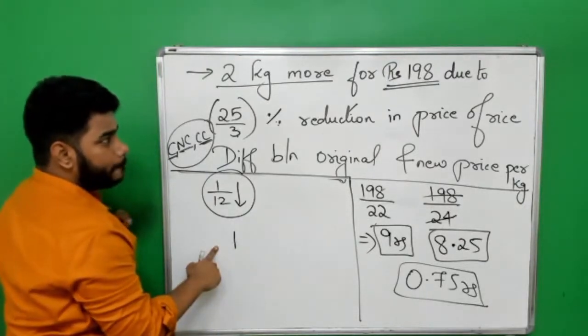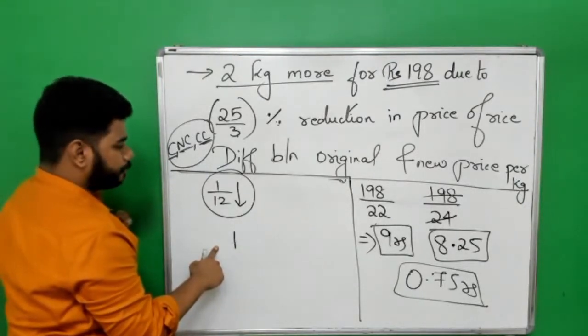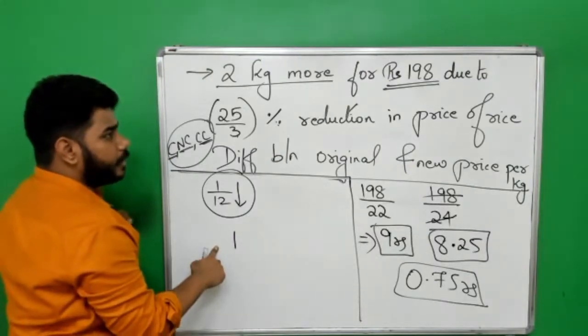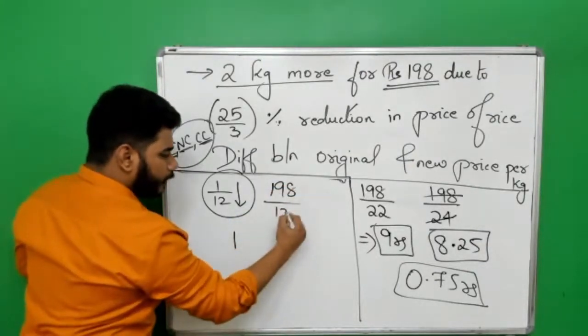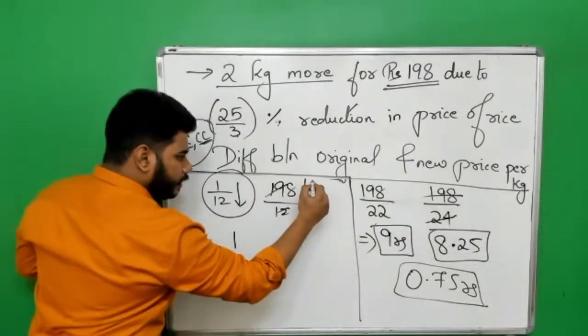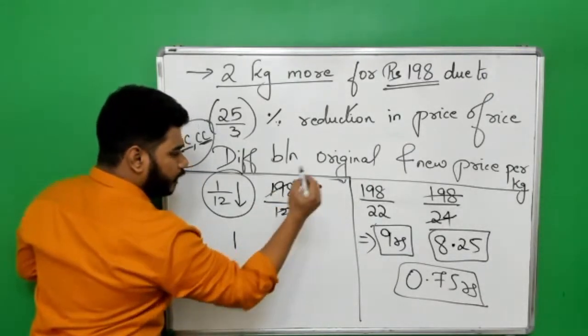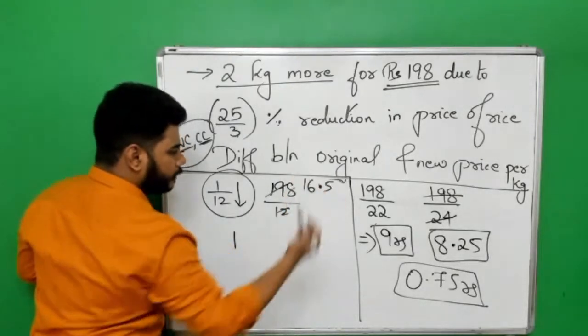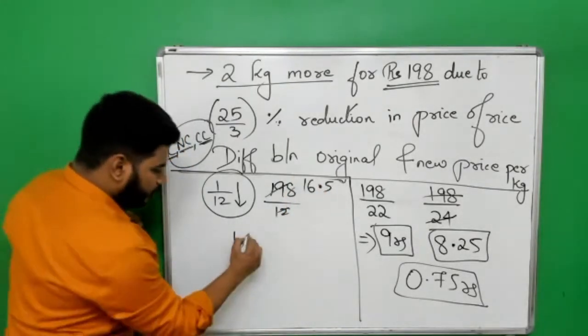198 by 12. 12 ones are 12. Okay, so the remainder is 78. 12 sixes are 72. So it is 16.5. Am I right? Is it 16.5? Yes.